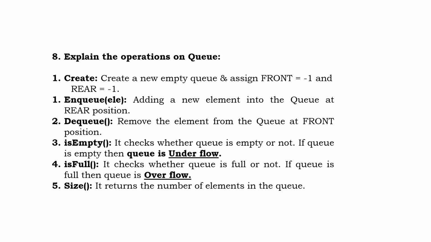How will we come to know the queue is empty? If both the pointers are set to -1, then the queue is empty. Then the queue is full when the rear pointer reaches the given size, n-1. Then display the message called overflow. Then how will you know the size? From the front pointer position to the rear pointer position, how many elements are there, that is the size of the queue.